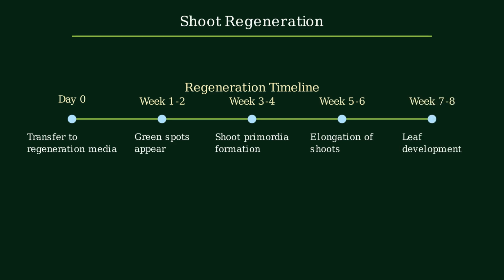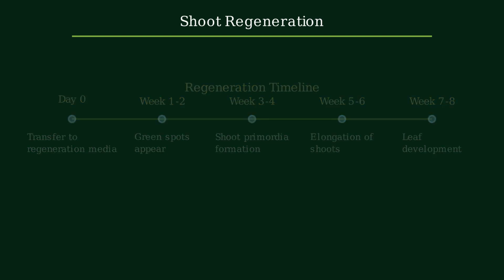After transferring the callus to regeneration media, the first signs of regeneration appear within 1 to 2 weeks as small green spots indicating chlorophyll production. By weeks 3 to 4, shoot primordia begin to form as organized meristematic centers. During weeks 5 to 6, these primordia elongate into recognizable shoots, and by weeks 7 to 8, leaf development becomes apparent.